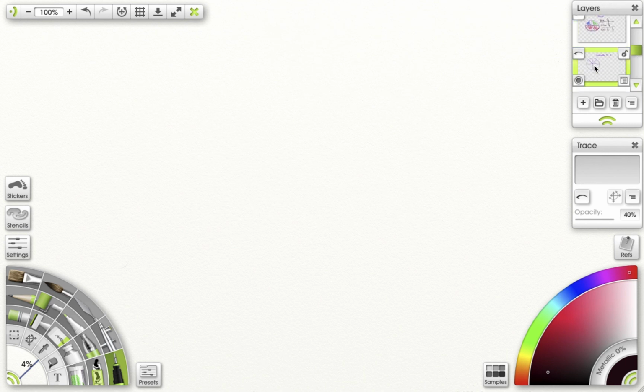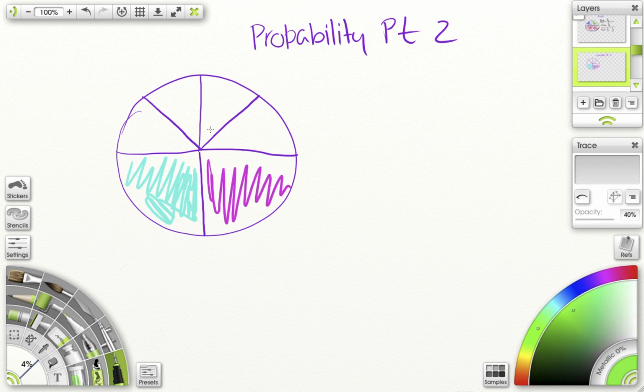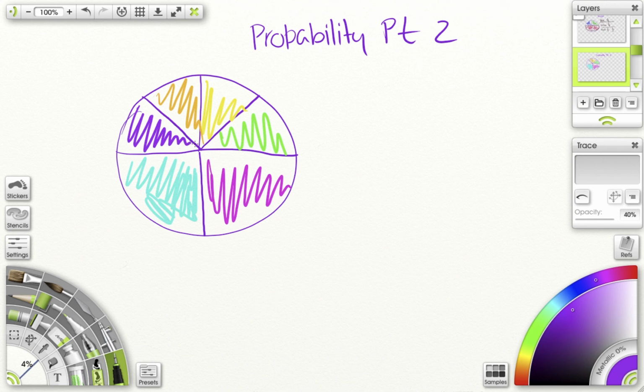Today we're going to go into what if we had a more complex looking spinner? What about something like this? So we're going to do colors again just to make it easier. So here we have, we're going to call this blue. We're going to call this one pink, green, yellow, orange, and let's do purple. So we're talking about the chances of landing on these certain colors.